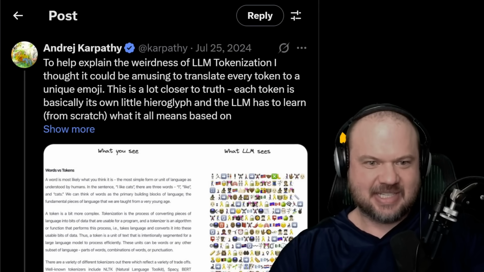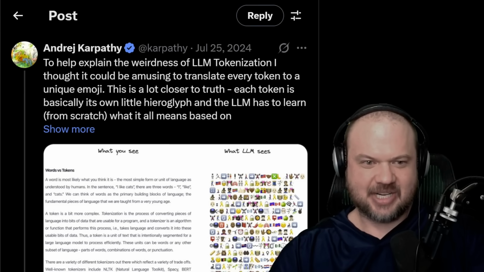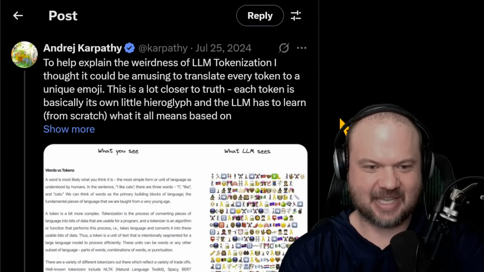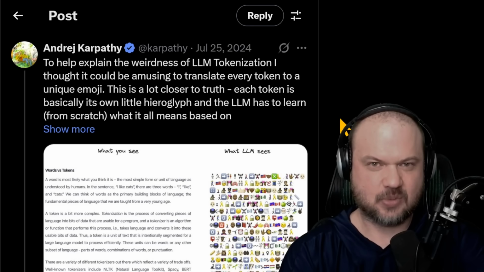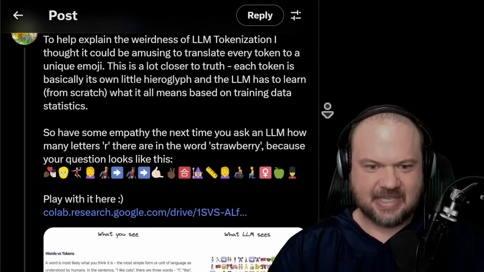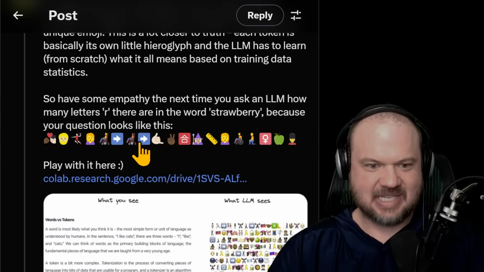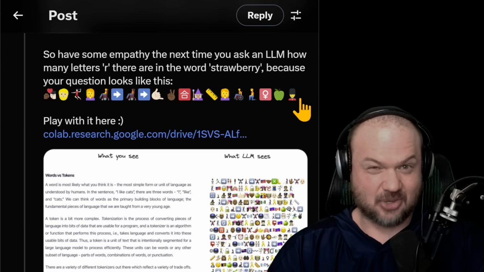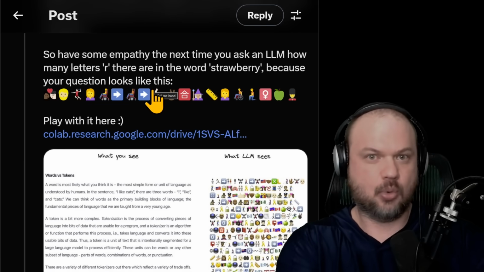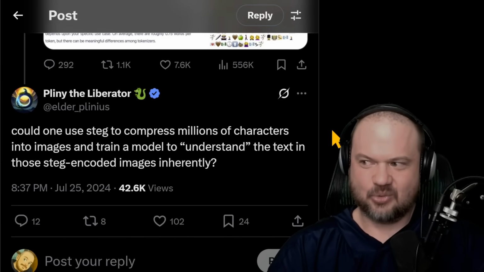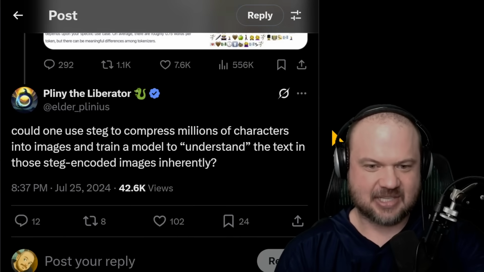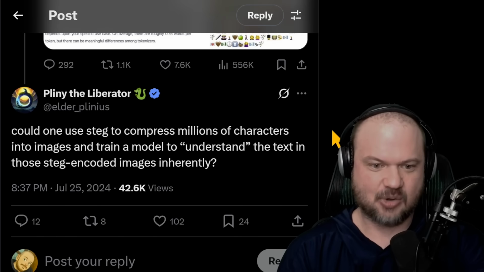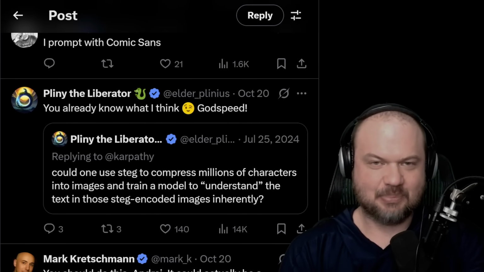One interesting interaction here, this is from July 25th, 2024. Andrej Karpathy is explaining that when you ask a large language model how many R's there are in strawberry, something like that, it's important to understand that it's not seeing words, it's seeing tokens. So you could almost see the words as like this. They're like meaningless tokens that are put together, right? And then based on this, they're supposed to figure out how many R's there are in strawberry, even though they can't see the word. Interestingly, Pliny the Liberator responds, could one use a steg to compress millions of characters into images and then train a model to understand the text in those steg encoded images inherently? And I gotta say, he was a bit ahead of his time.